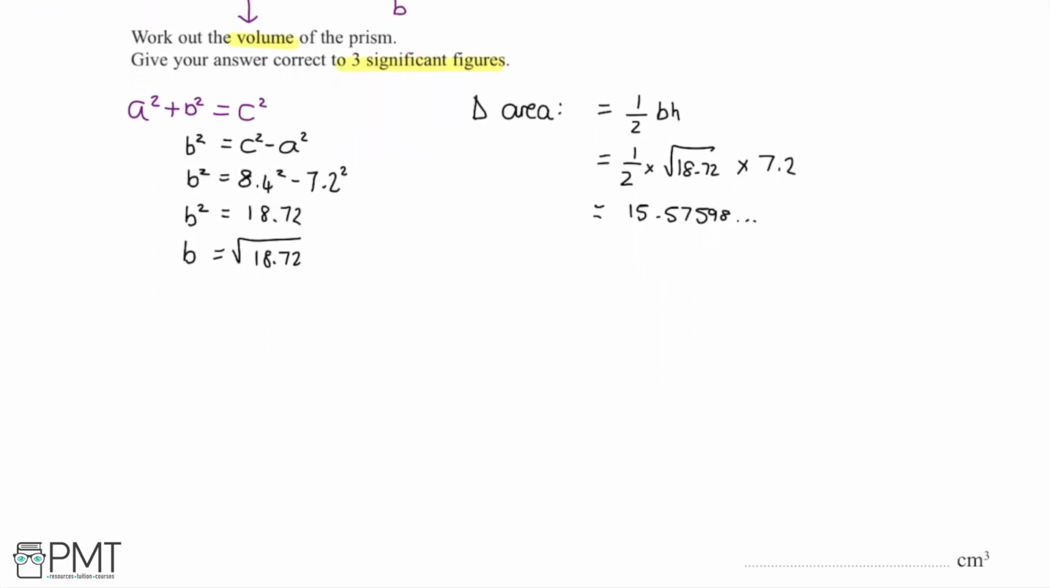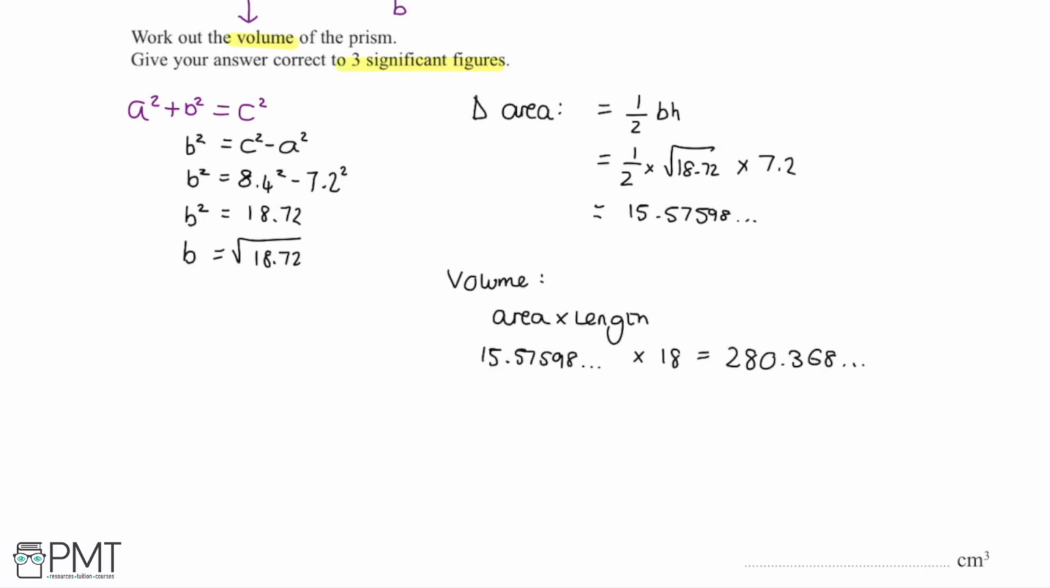Now I have the area of the triangle, and to find the volume of the prism, I just take the area and multiply it by the length of the prism. So I take the 15.57598, probably using the exact value that I already have in my calculator, and multiply it by 18 centimetres, the length of the prism. This gives me an answer of 280.368, and then many more decimal places.